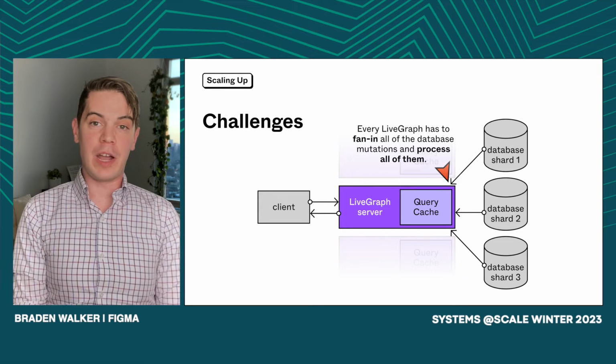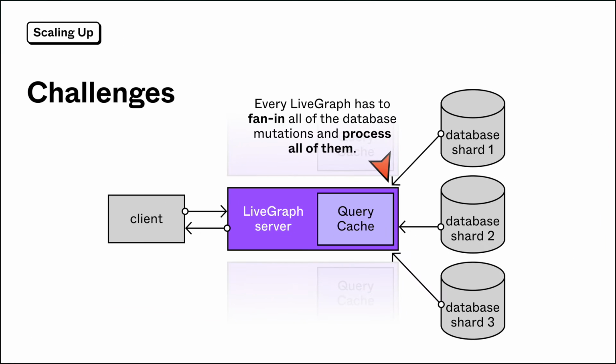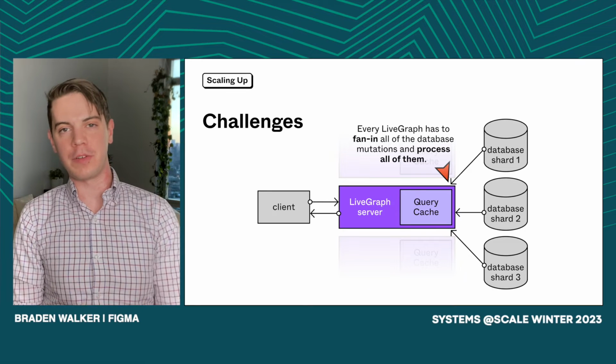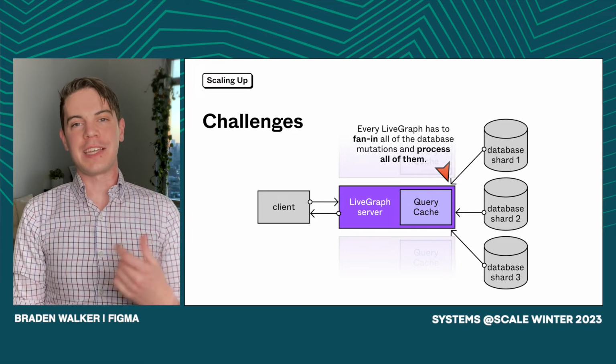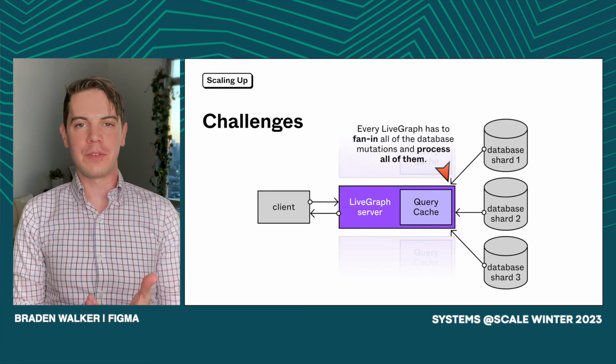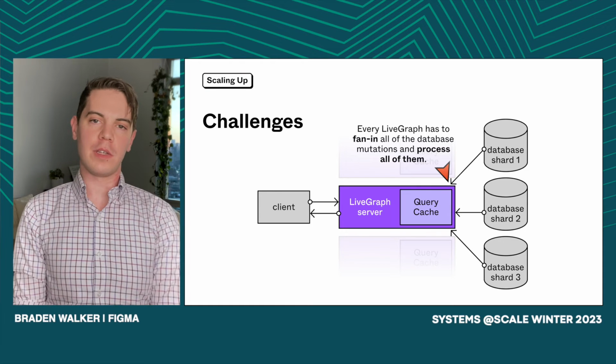And three, and perhaps most important, we have to fan in all of the mutations to a single LiveGraph machine, and it has to process all of them. Because we don't know which LiveGraphs are interested in what, each individual LiveGraph has to process mutations to all databases at Figma. And as we're scaling up, we're adding more databases, we're serving more writes, there are more mutations to process. So this is existential because eventually one machine won't be able to get through all of this.